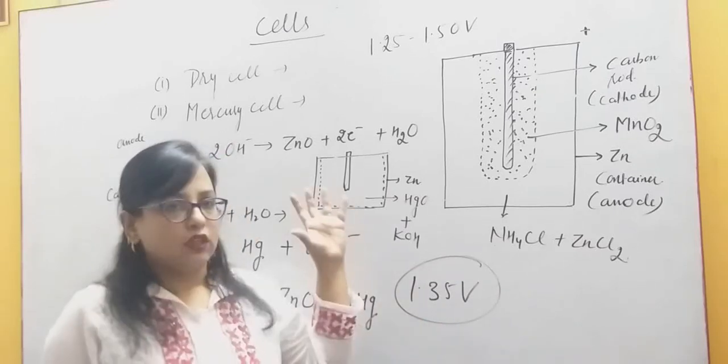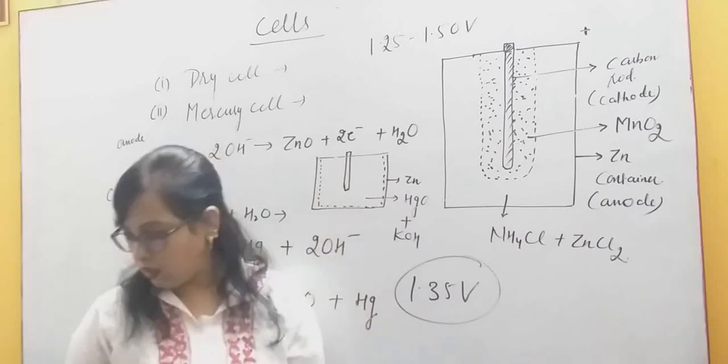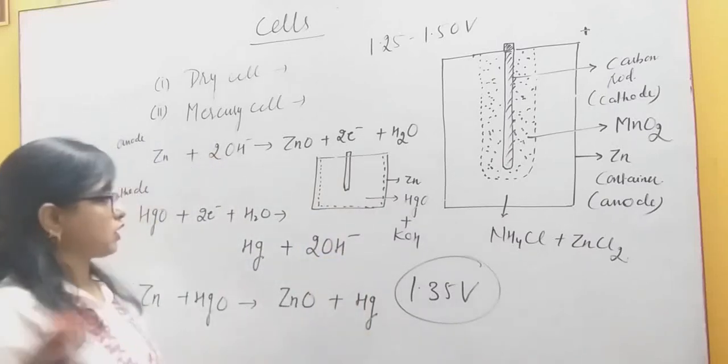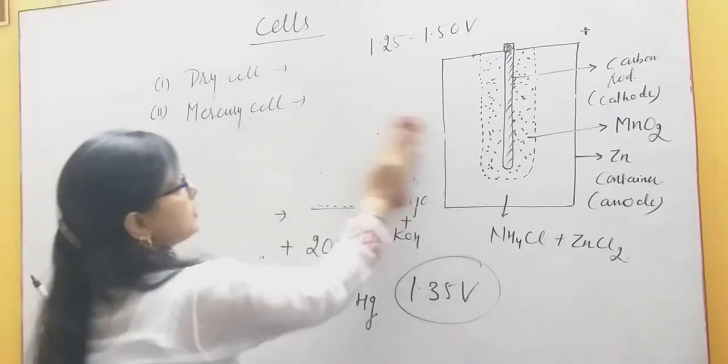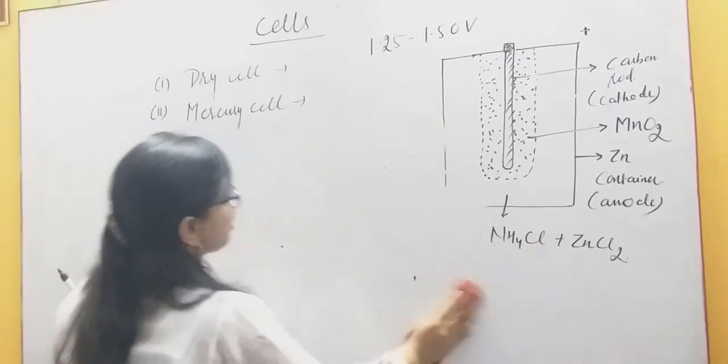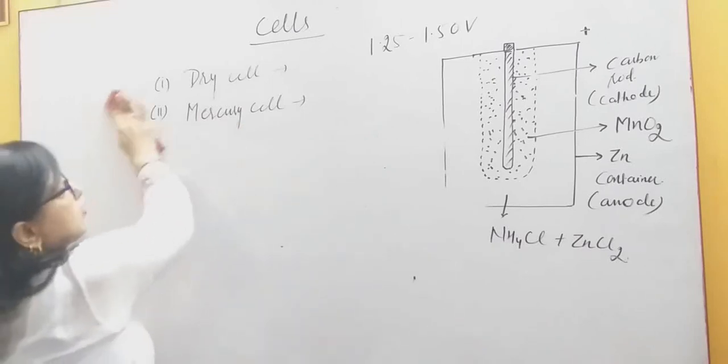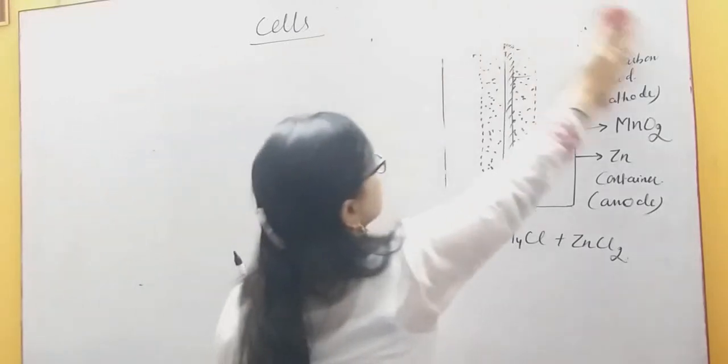So this is the simple mercury cell, or button cell, used in wrist watches. These are primary cells, which means these are non-rechargeable cells. Now I will explain one rechargeable cell.